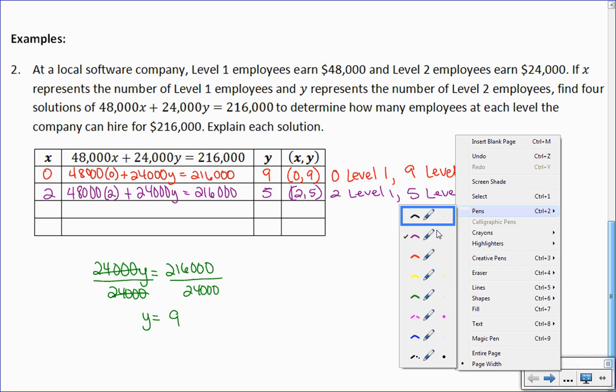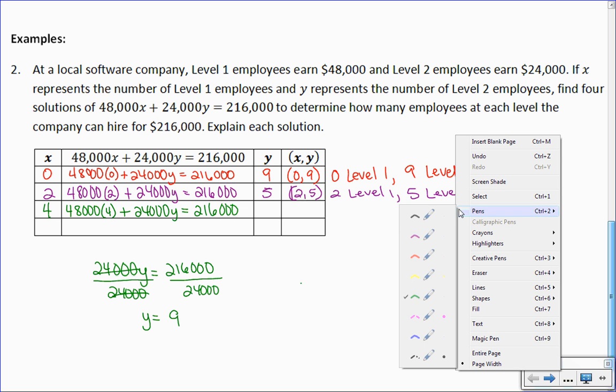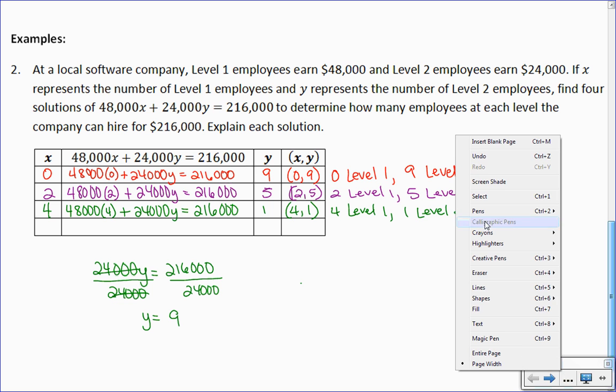Okay, let's try another one. Let's try 4 level 1 employees. So we have 48,000 times 4 plus 24,000 Y equals 216,000. Again, we'll multiply 48,000 times 4, subtract that from both sides, and then divide by 24,000. If that's solved correctly, we should end up with 1. So this is the ordered pair 4, 1. And that means there would be 4 level 1 employees and 1 level 2 employee. Okay, we need one more solution.